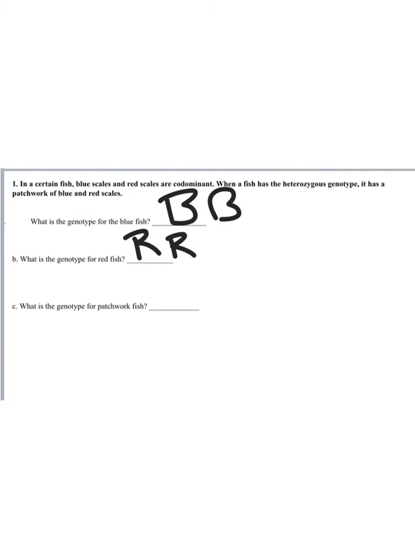Now, the patchwork fish is heterozygous. It tells us that right here. So if it's heterozygous, that means we're going to use one letter from the blue fish and one letter from the red fish. And so the heterozygous fish, which is the patchwork, which means it has both red and blue, its genotype will be BR. So that's how we figure out what that third genotype is. It's heterozygous. It's part blue and it's part red. All right, let's see what the next part is.